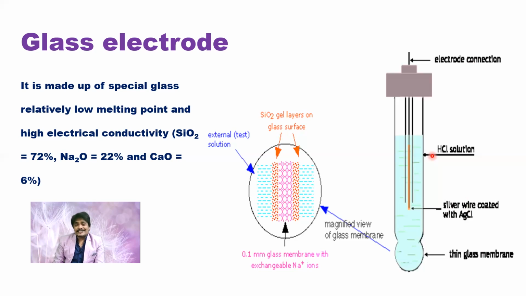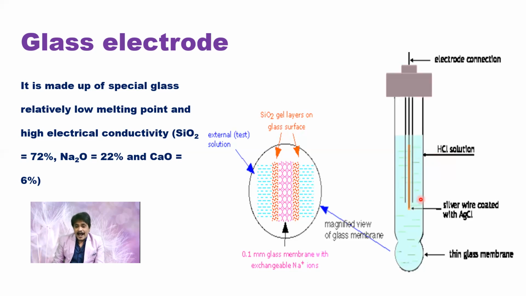Why are we taking the HCl solution? Because we are well versed that this glass electrode, as it is an ion selective or specific ion electrode, is selective or specific to H plus ions. That is the reason we take a solution containing H plus ions, and an H plus ion containing solution is an acidic solution. That is the reason we are considering HCl, which is a strong acid, as the internal solution in the glass electrode. I hope you understood this.